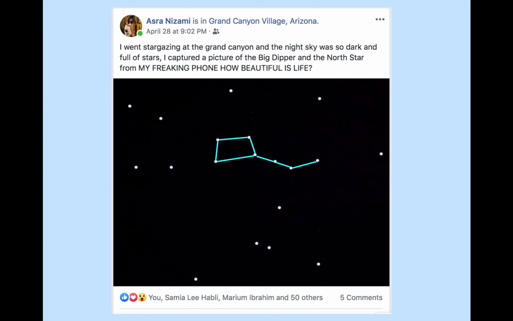And now, if we follow the Big Dipper to the end of the spoon to find the two pointer stars, those two pointer stars will point us straight towards our star Polaris. It's right there. See, you can find Polaris in the nighttime sky.